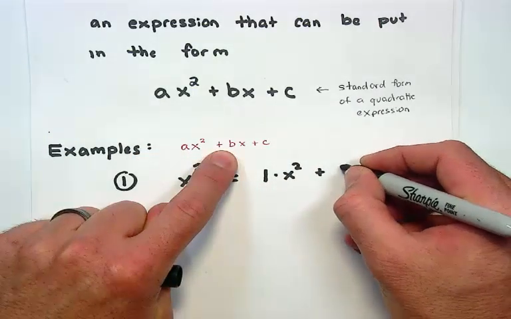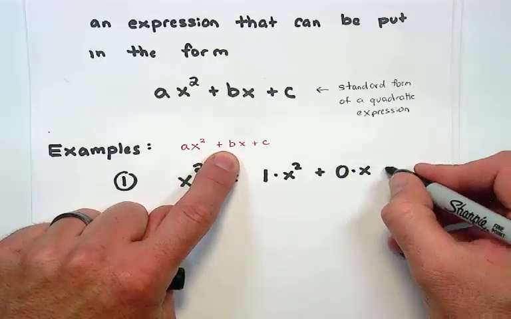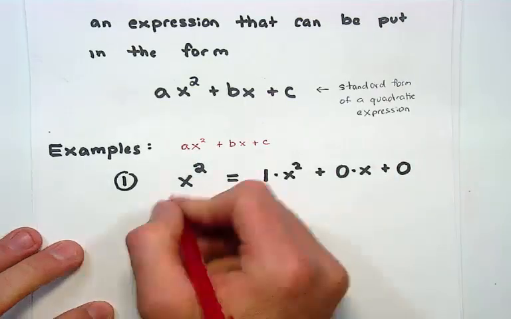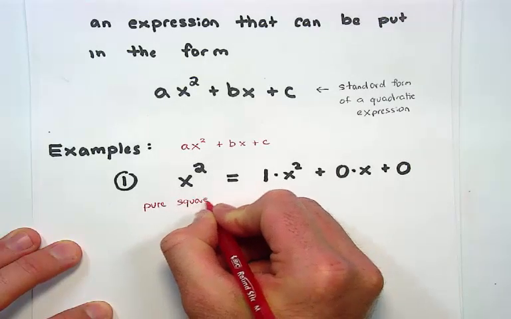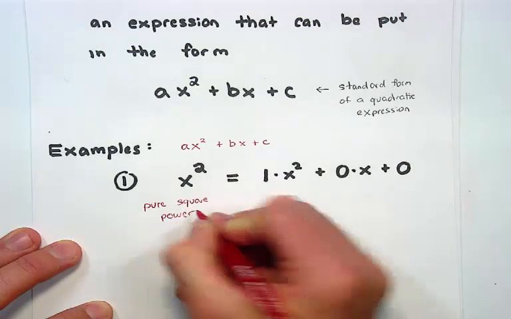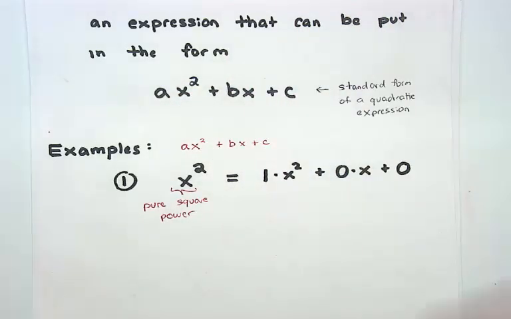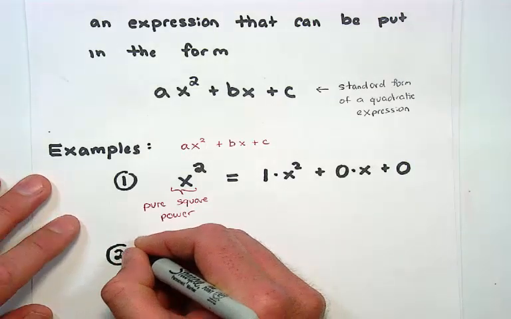The b is going to be 0, because 0 times x is 0. And the c is also going to be 0. In other words, this thing right here we're going to call a pure square power. And even pure square powers can be put into standard form. Let's take a look at another example of a quadratic expression.